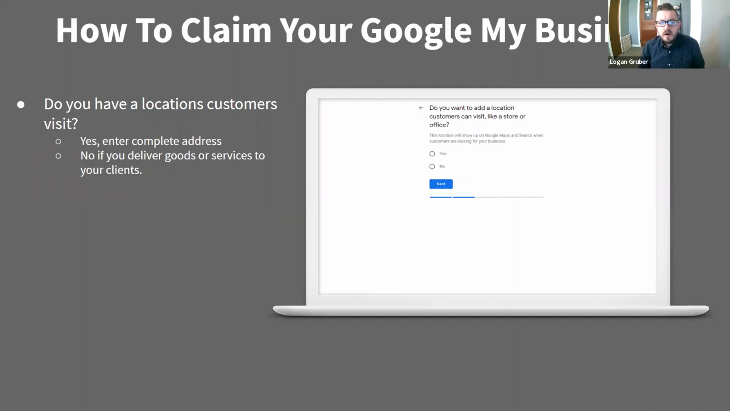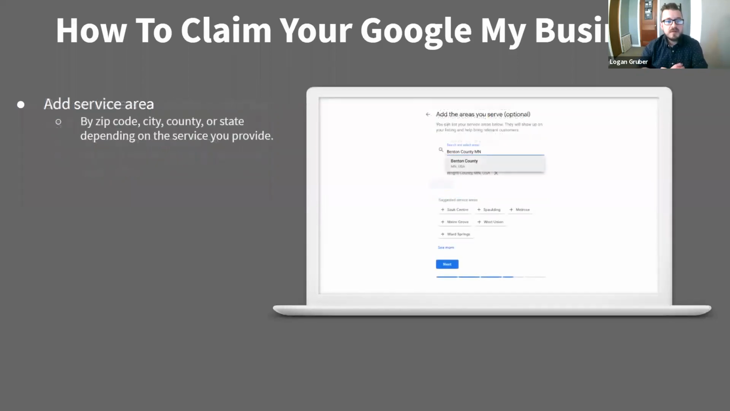If you're a plumber, or a delivery service of some type, if you're going out to service clients and they don't come to your business at all, or you work out of your home, like me, then you would click no. You're still going to have to put in your address, so Google can send you a postcard to verify your address, but that address will not be public. If you click no, it hides your address from the public. It just gives them a city. If you click yes, the address will be public. People can come to your business.